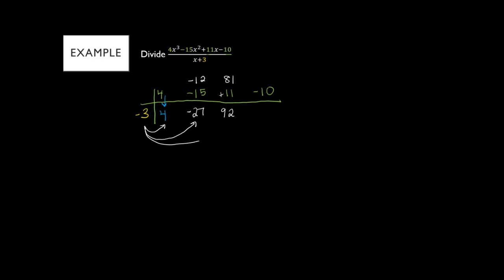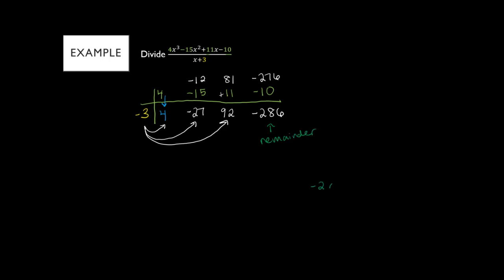Then I repeat the process. Negative 3 times 92 gives me negative 276, and then I add it to this negative 10, or I subtract 10. That gives me negative 286. And now I have nowhere else to go. I filled in every spot, so now I just have to write my answer. That last spot is our remainder.